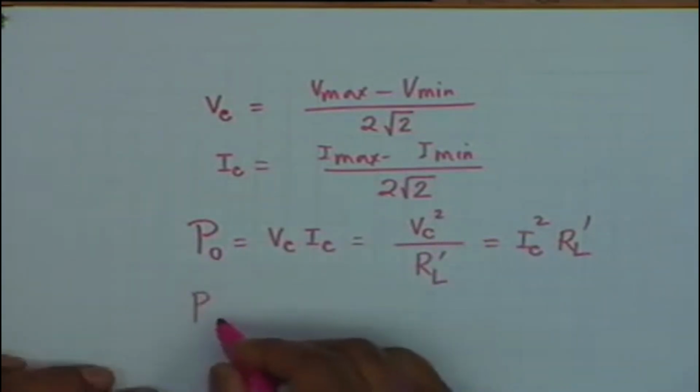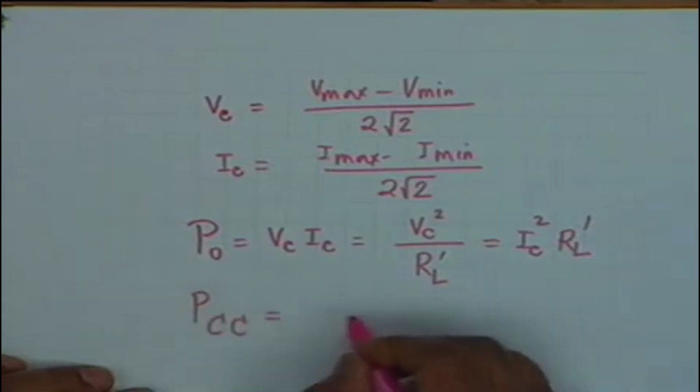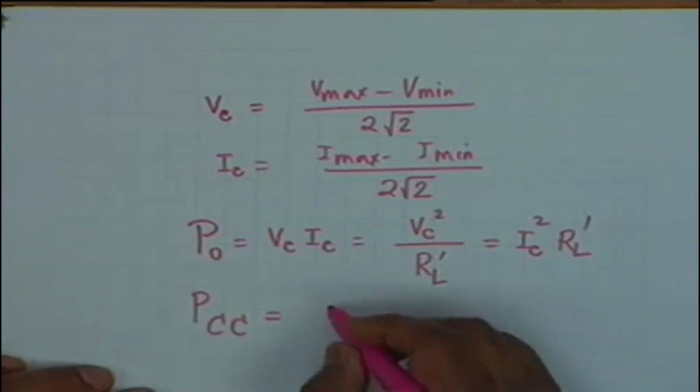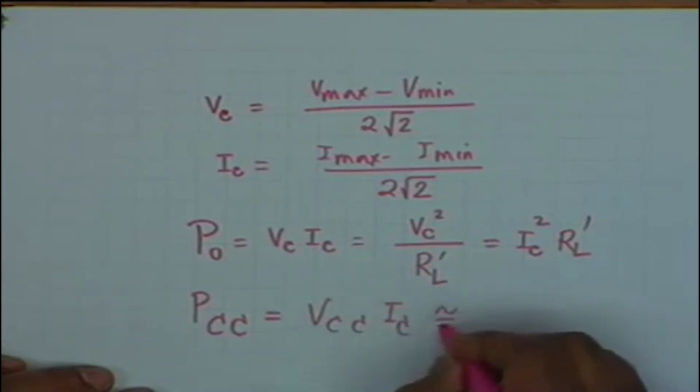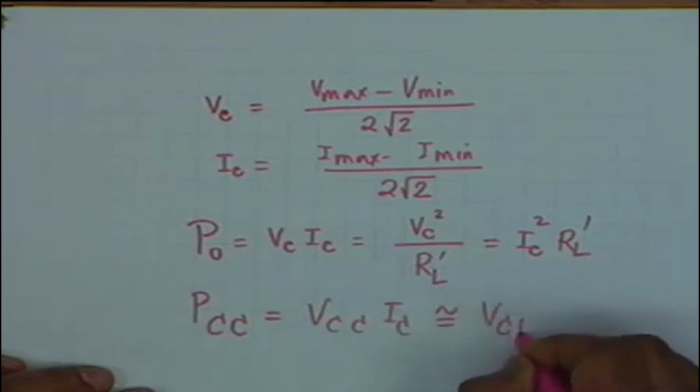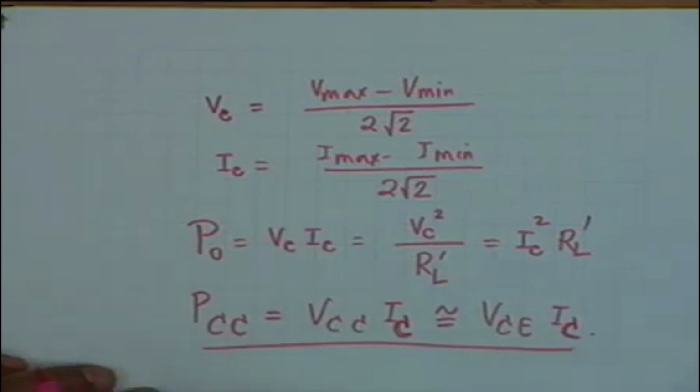What is the power that is supplied by the source, the battery? Let's call that power PCC. This is obviously VCC multiplied by I sub C, and VCC is approximately equal to VCE. Is that correct? This C is capital, this C is capital. VCC is approximately equal to VCE. Why? There is no resistance in the collector except for the small winding resistance, and the emitter resistance is also a very small quantity. So this approximation is usually valid.